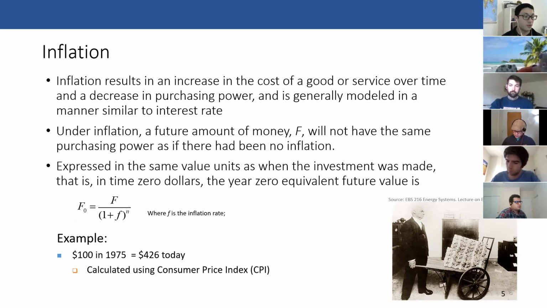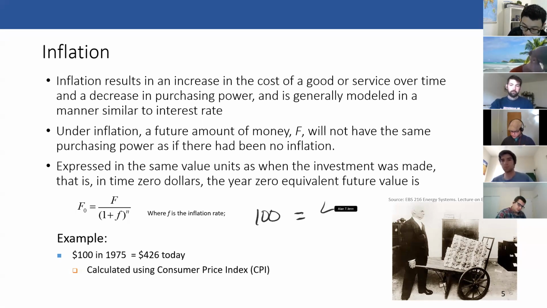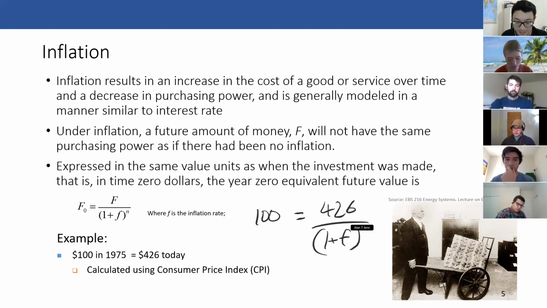So essentially, if I were to look at this particular example, $100 in 1975 equals $426 today. The calculation for the inflation rate would be something like this. Your initial value is 100, so 100 is equal to 426 over (1 plus my inflation rate) to the N, and N is the number of years. So it would be 2020 minus 1975, which is what, 45 years? If I put 45 here, you can solve for F to figure out what the inflation rate is. So pretty straightforward.